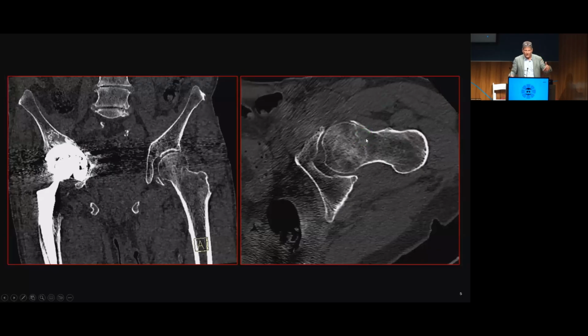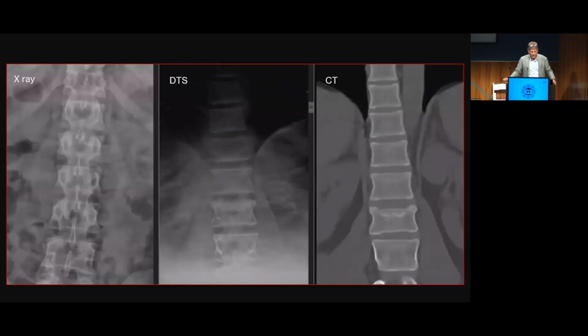One of the things you should notice about tomosynthesis is it doesn't suffer from the photon starvation, the streak and beam hardening that goes along with metal prostheses.